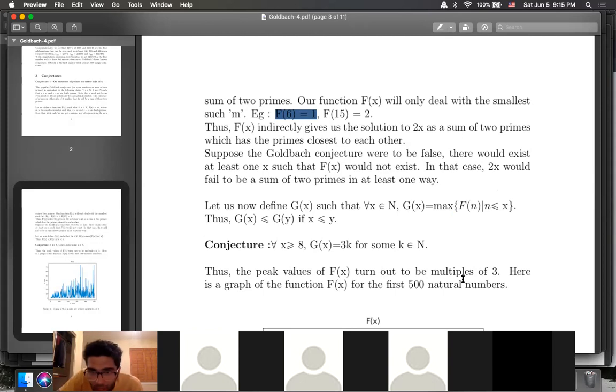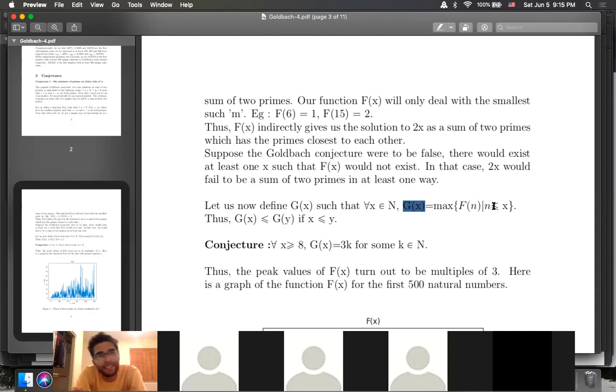Let's read this out: for all natural numbers, g of x is defined to be the maximum among all the f of n's for n smaller than x. So n is also a natural number. What we take is all natural numbers which are smaller than our initial natural number, and we take the largest f of that natural number value. That will give us g of the starting natural number which we wanted to calculate that for.